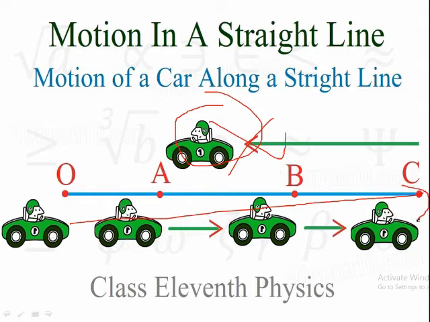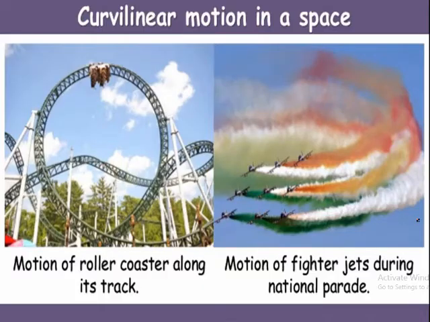It is going in one direction, and without changing its direction, this motion is known as rectilinear motion. Now, curvilinear motion. What is curvilinear motion? Motion in a roller coaster along its track. It is a curved path.